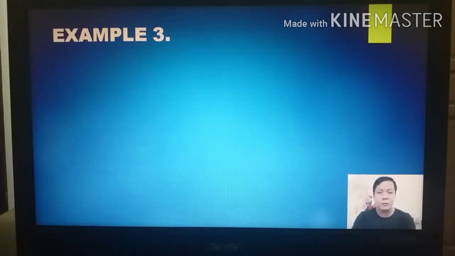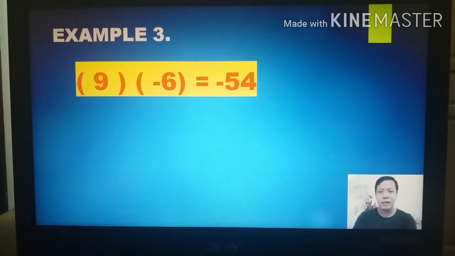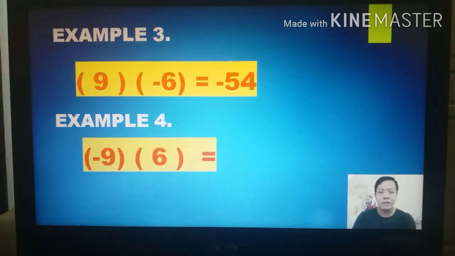Next is example number 3. In our third example, we have 9 multiplied by negative 6. So what is the product? They are unlike signs. So proceed to rule number 2. If unlike signs, the product is negative. And it's negative 54. For our example number 4, in our last example, negative 9 times positive 6, unlike signs, the product is also negative 54.